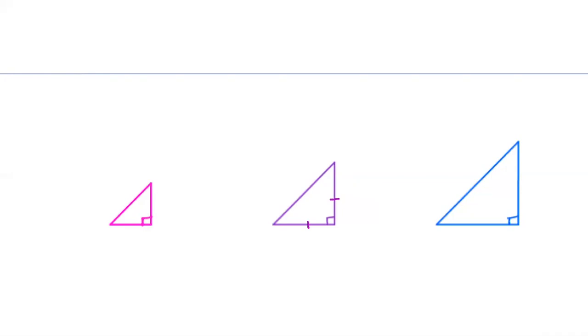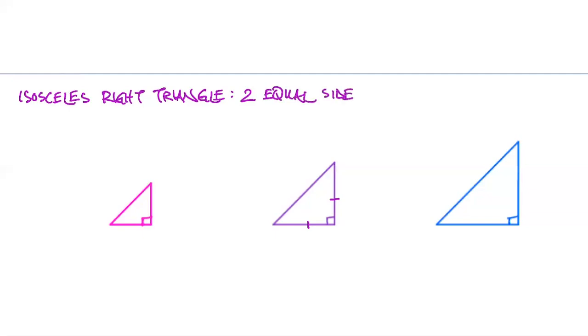Anybody remember the name for that kind of triangle? What's the name of the triangle? Yeah, it is an isosceles. So this is an isosceles. And specifically in our case, it's also a right triangle. But all that means is that it has two equal side lengths.